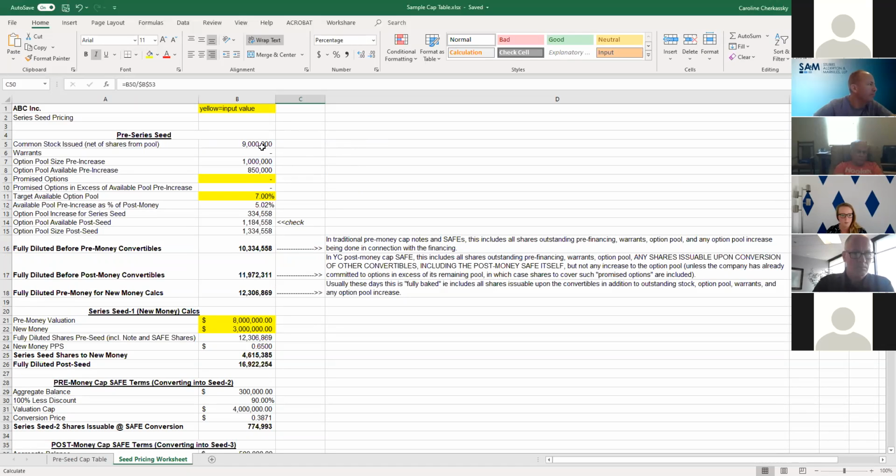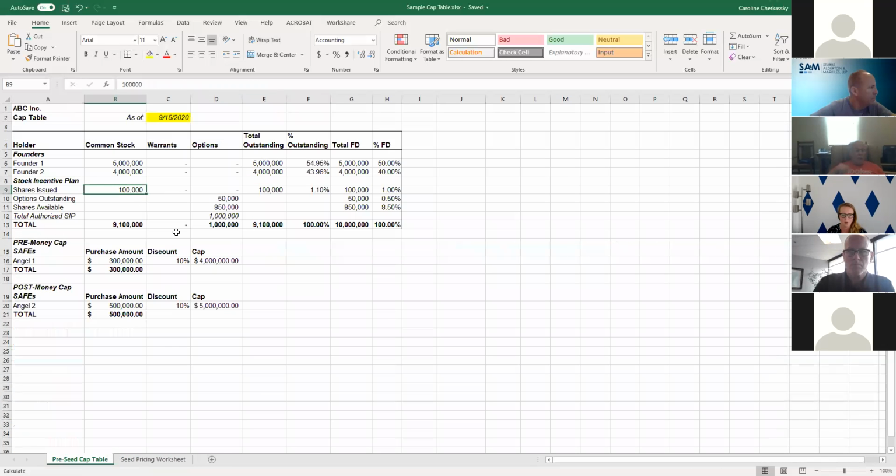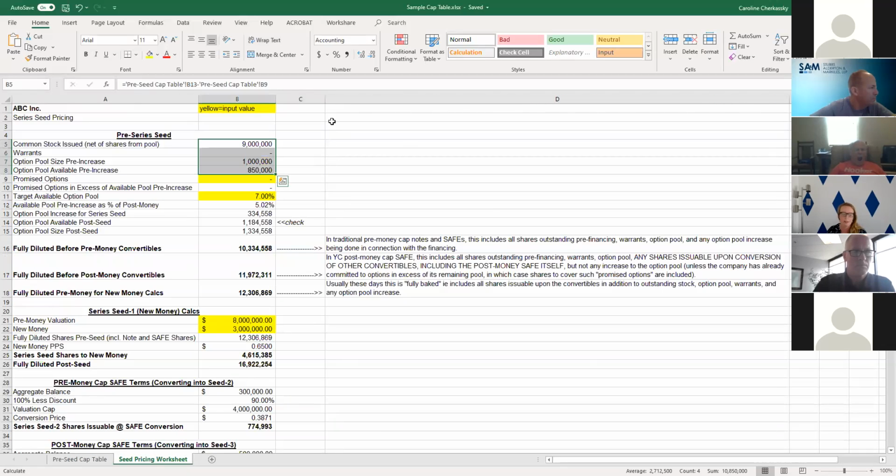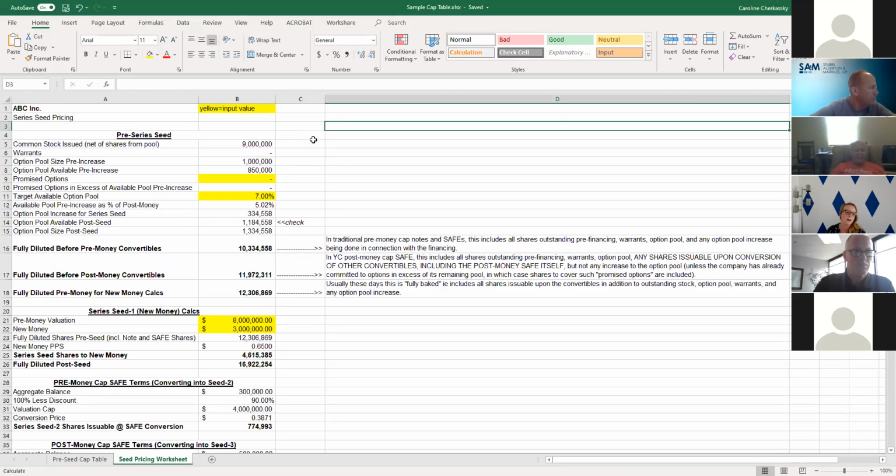Okay. These are all just inputs from the pre-money table. They're just assumptions. They can be whatever actuality reflects. So it doesn't really matter if we have 10 million or 200,000. The important part is just getting them accurate. And then we get into the fun stuff, which is: is there an option pool increase? What is it?